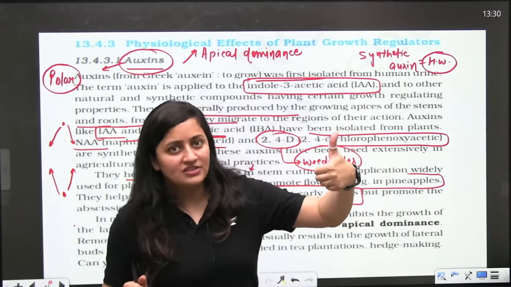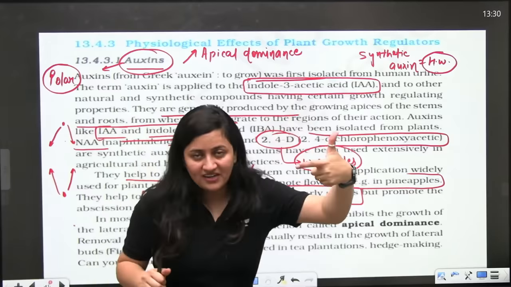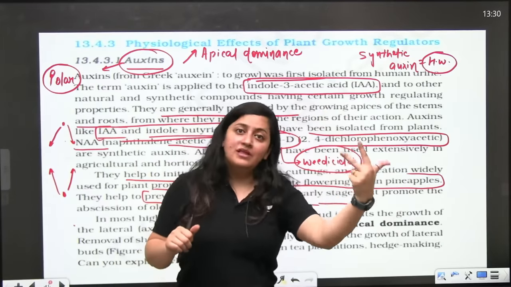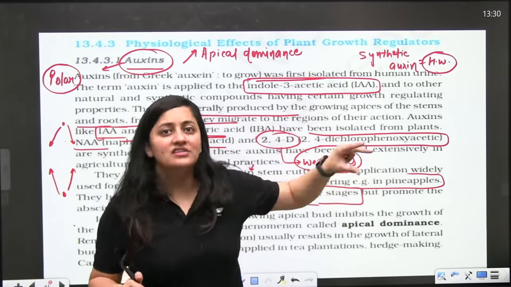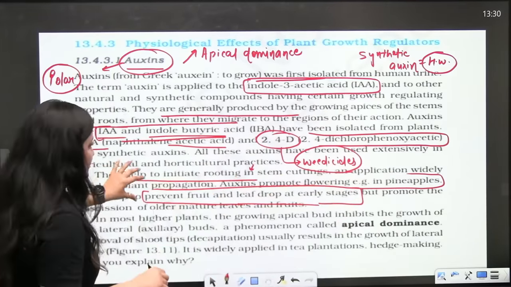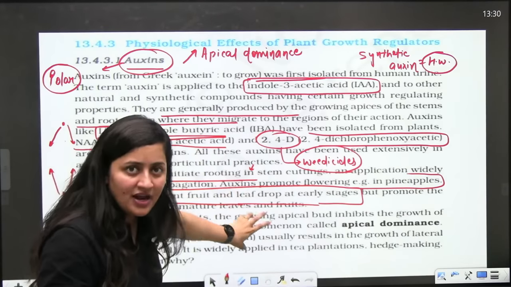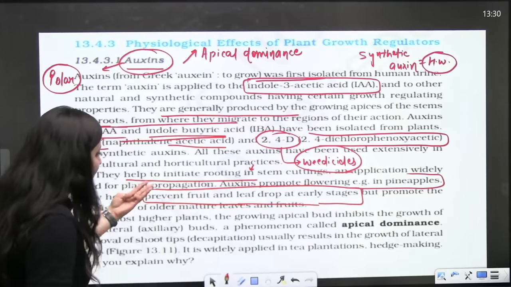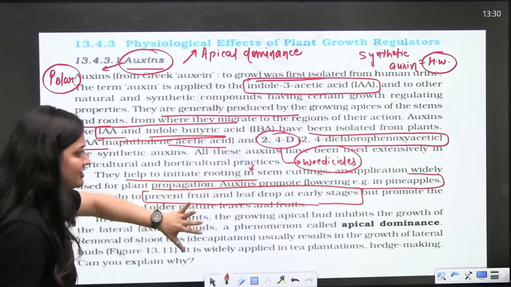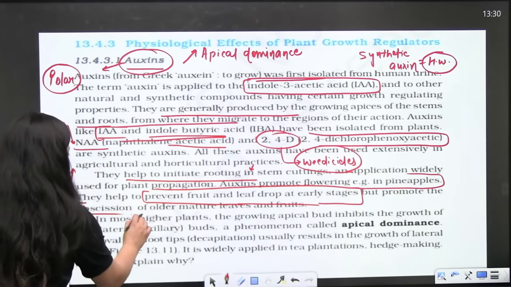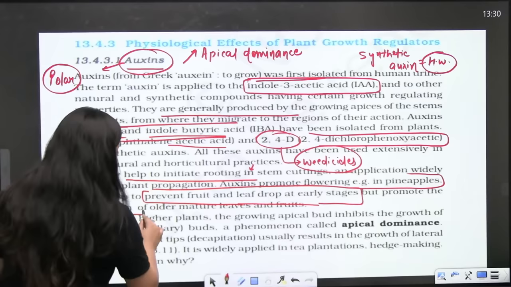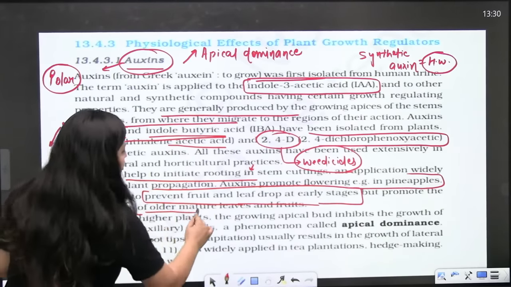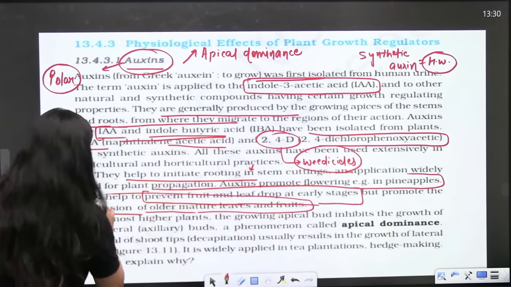So when it comes to the auxin, polar transport is there, formed at the shoot apices, right? The example of natural and the synthetic auxin and its function. So the very first function is, as I said, rooting in the stem cuttings, then pineapple flowering, and then it will prevent the fruit and leaf drop, which is very easy because it promotes the abscission of the older mature leaves and the fruits.